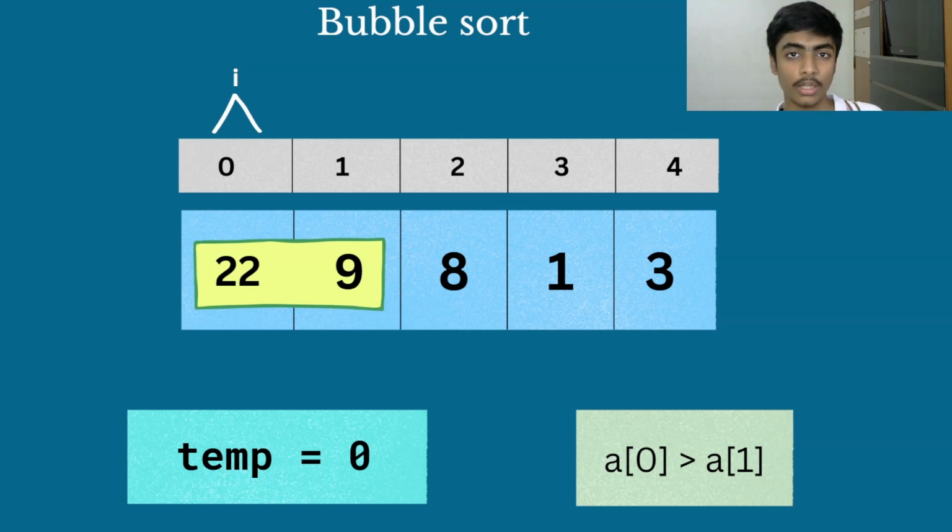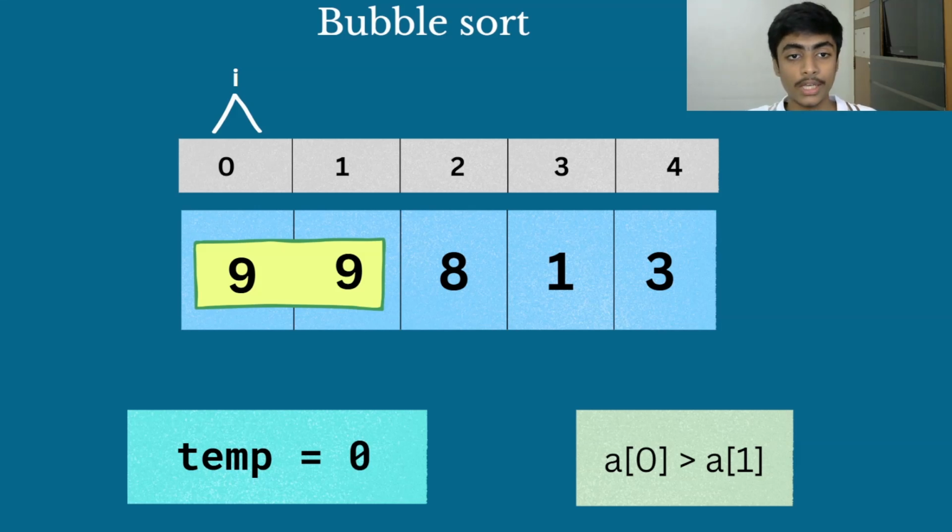Now, you might wonder, why exactly do we need the temp variable? If I want to swap 22 and 9, let's say I copy the value of 9 into a[0], I would get something that looks like this. But you notice then I would lose the value 22. Usually, and really in all cases, you wouldn't know the values of these elements. So I need some other variable that can temporarily store the value of a[0] so that I can swap them. This is where I would use the temp variable.